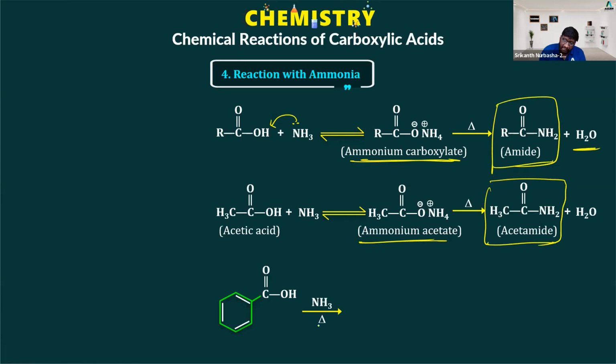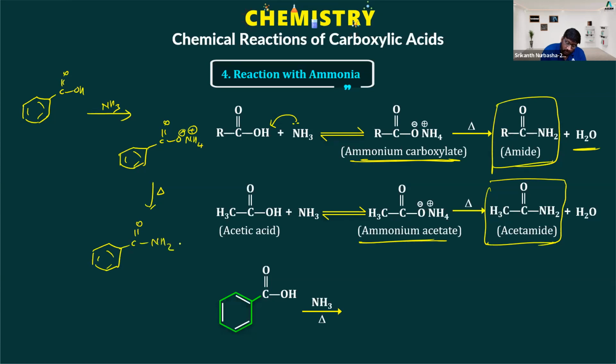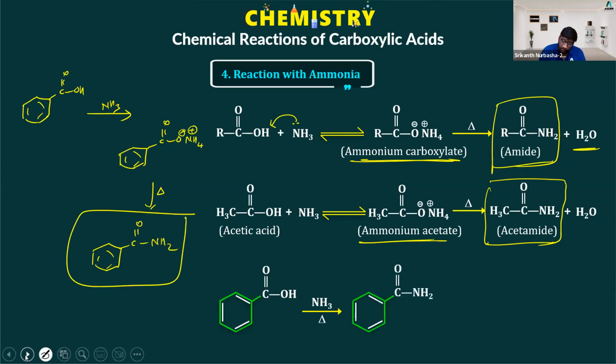Benzoic acid, C double bond OH, upon heating with ammonia, will form the respective C6H5 C double bond O minus NH4 plus. If you heat it, you will generate C6H5 C double bond NH2. The respective amide is formed. C6H5 C double bond NH2 is formed. This is a reaction with ammonia where you are converting the respective carboxylic acid to the respective amide.